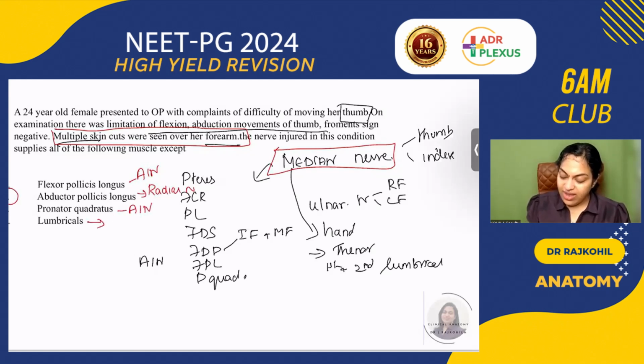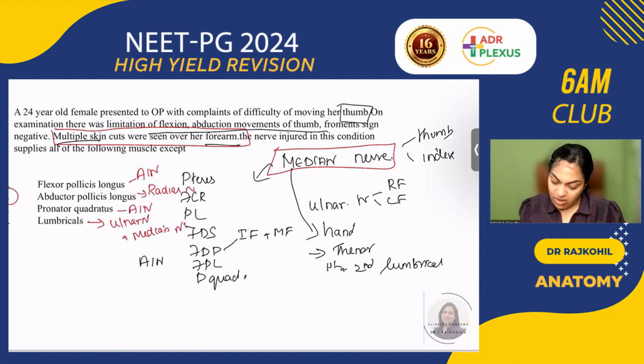The lumbricals are innervated by the ulnar nerve and the median nerve. So this will be the best option. The anterior interosseous nerve is a branch of the median nerve, so the best option to go with it will be abductor pollicis longus. Is that okay? Any doubt over this question? Can I move on?